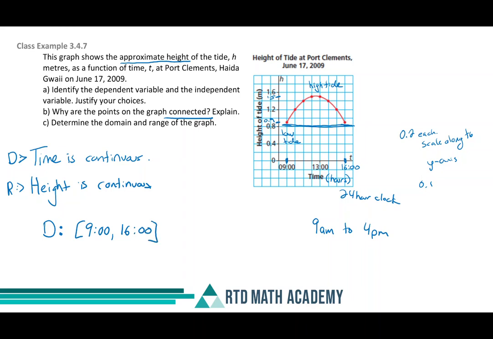Nice, easy interval notation. In our range, we kind of already talked about this as well. We went from 0.9 meters all the way up to 1.5 meters. And there is my domain and range.